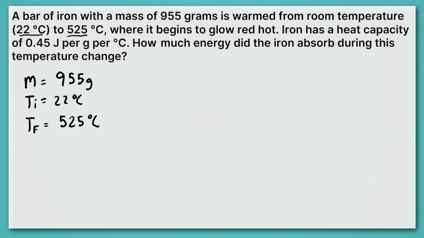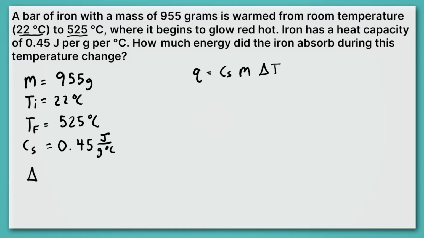Okay, what other information is given? We're also given the heat capacity of our iron, which is 0.45, and then we have our mess of units, joules per gram per degree Celsius. Now, what's the variable we use for heat capacity? Do you remember? It's the C_s. Okay. Now, let's recall our heat capacity equation. It's Q equals C_s times m times delta T. You'll notice, though, we don't actually have delta T. We have two temperatures. So we have to calculate the change in temperature before we can use our equation.